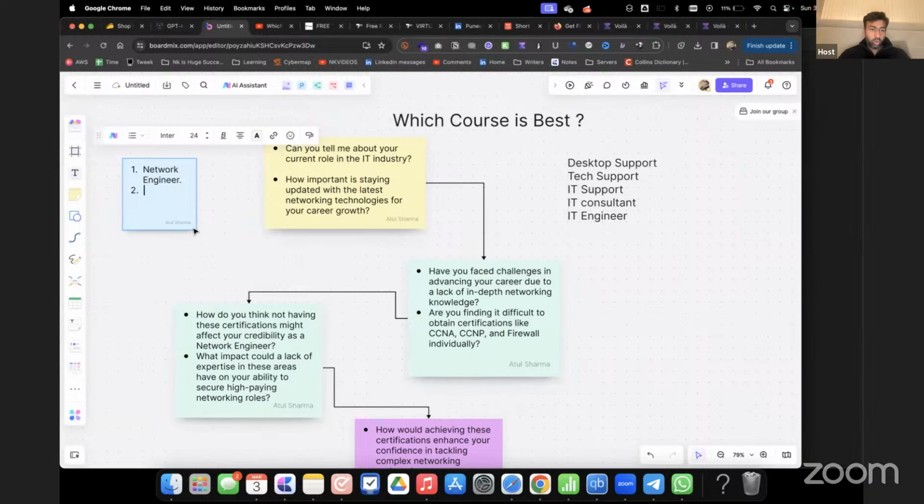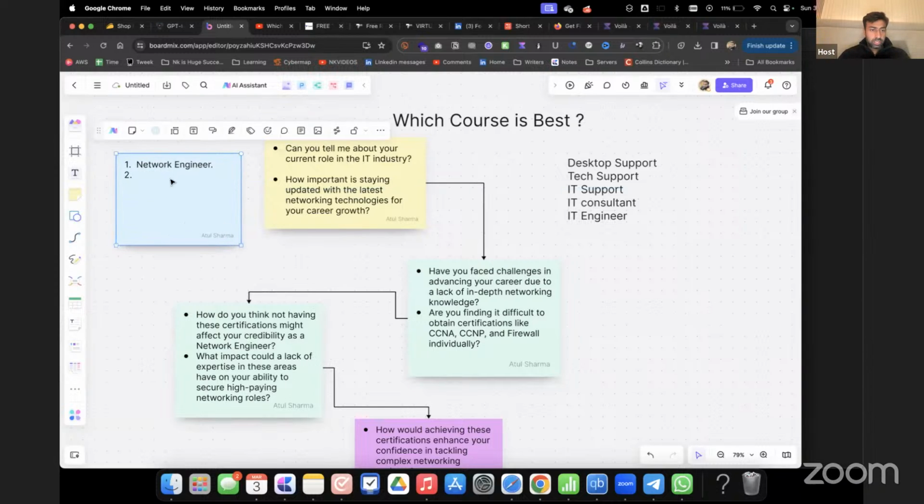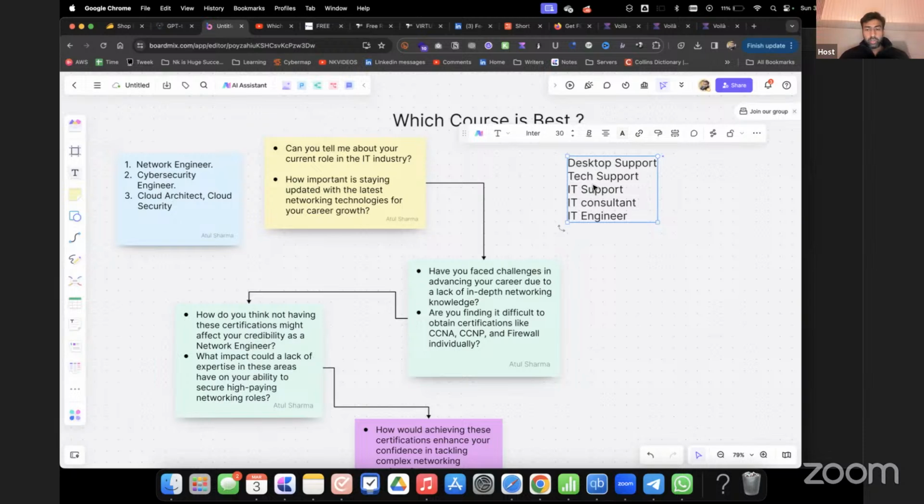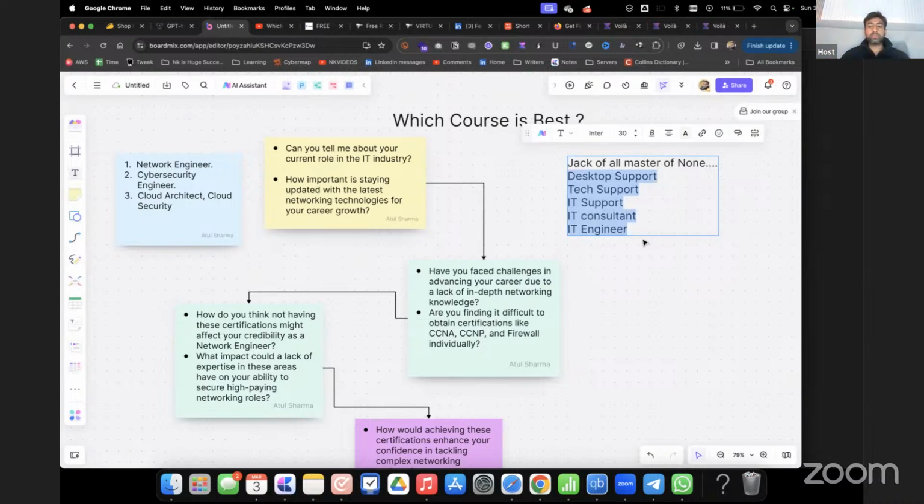Another core domain in the market today is cyber security engineer. Another one is maybe the cloud architect, or you can say cloud security engineer, architect. There are many, many job roles related to cloud. But when you are working in IT support, IT consultant, IT engineer, tech support, desktop support, you are a jack of all, master of none. Sorry to say, I'm just being honest. Jack of all, master of none. This is the story of these guys. Maybe they are good at something, but they are not the expert of any domain.